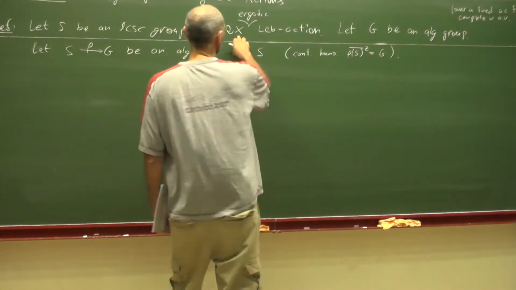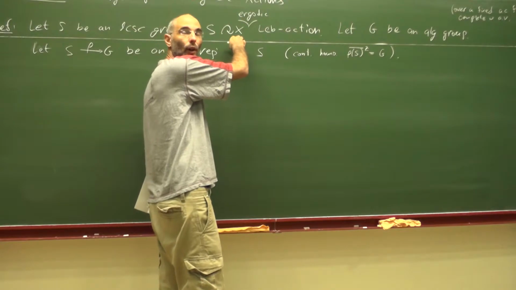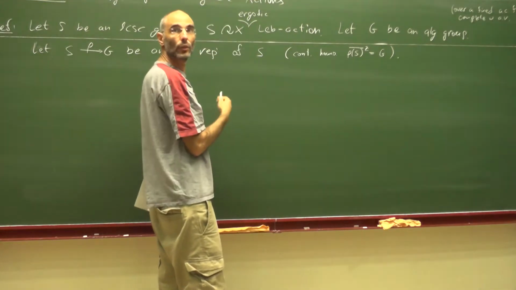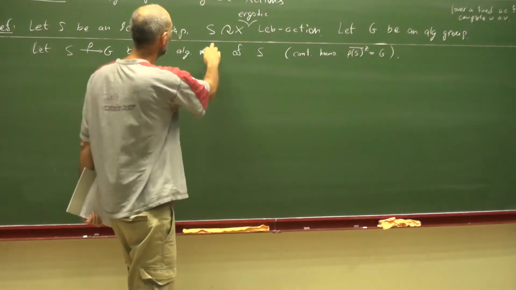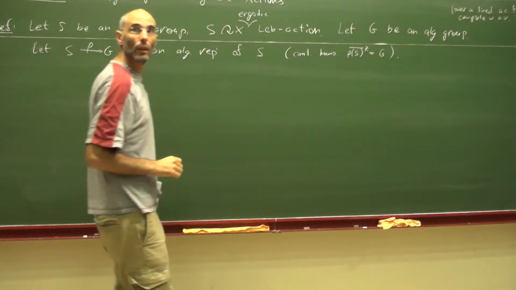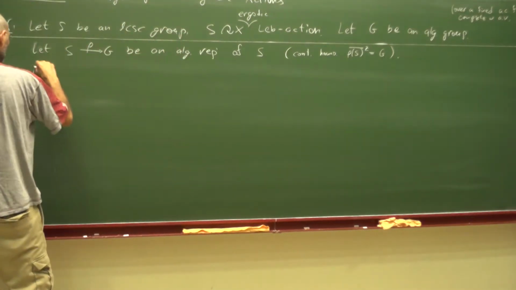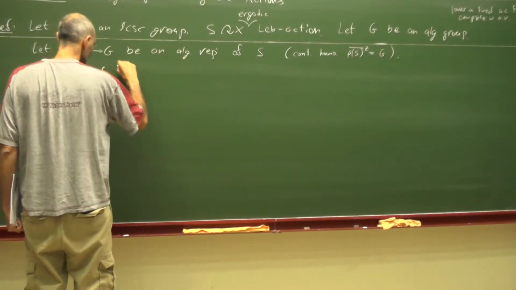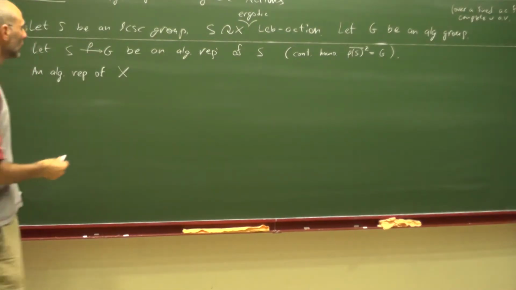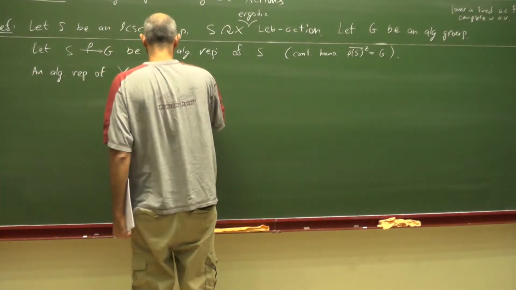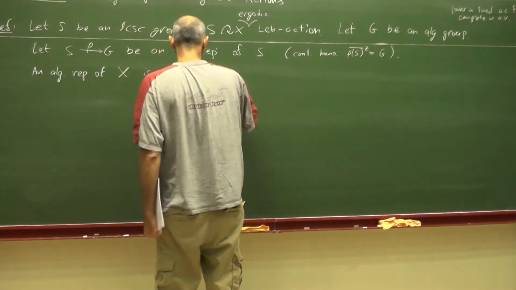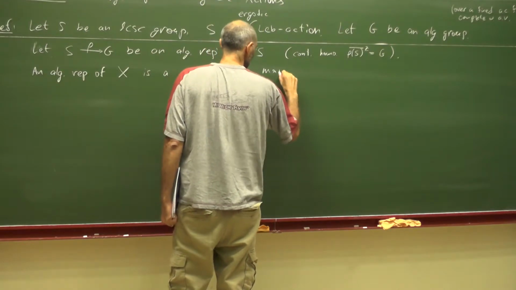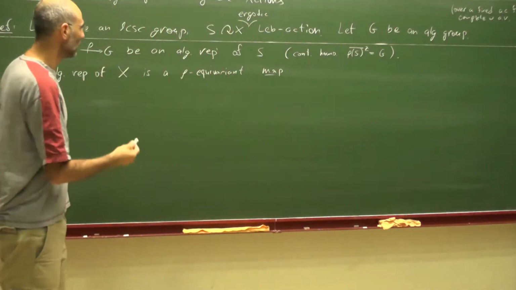And also I want to do this for this ergodic space. And this would be an algebraic representation of that ergodic action. So you want basically to find an algebraic point representing this one. So here it comes, an algebraic representation of X, of the action to be precise, is a rho equivariant map.